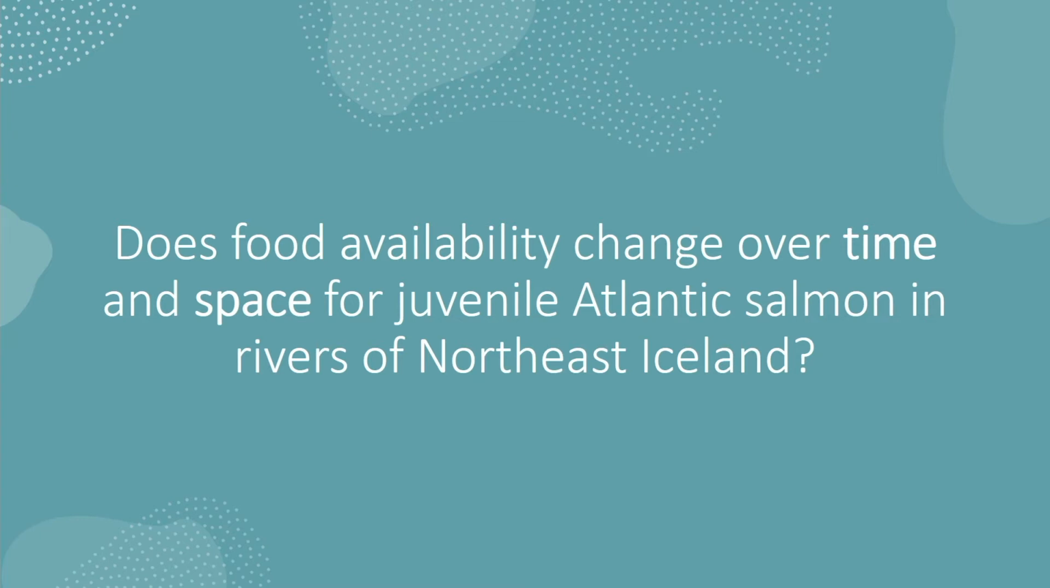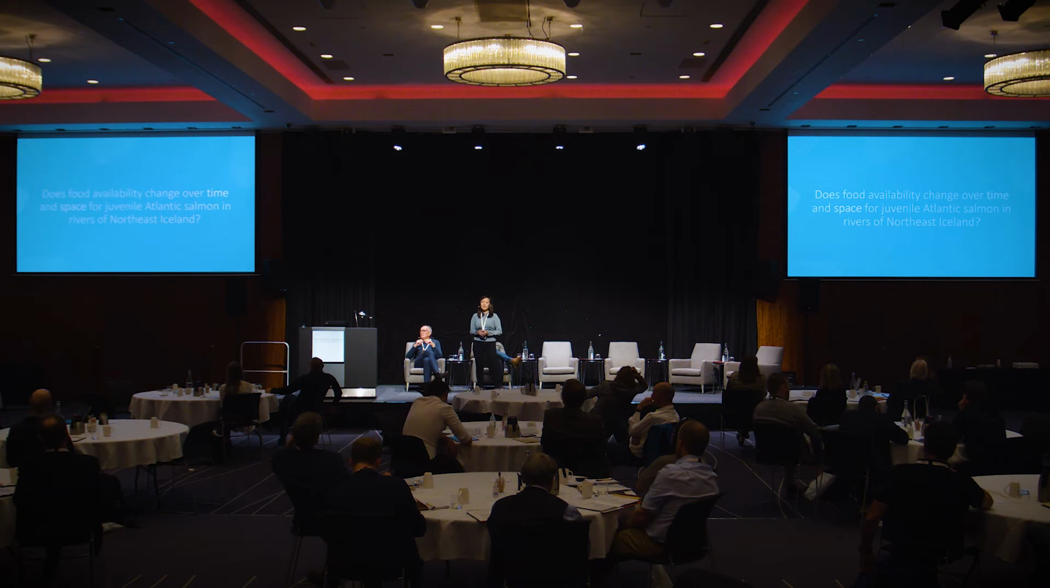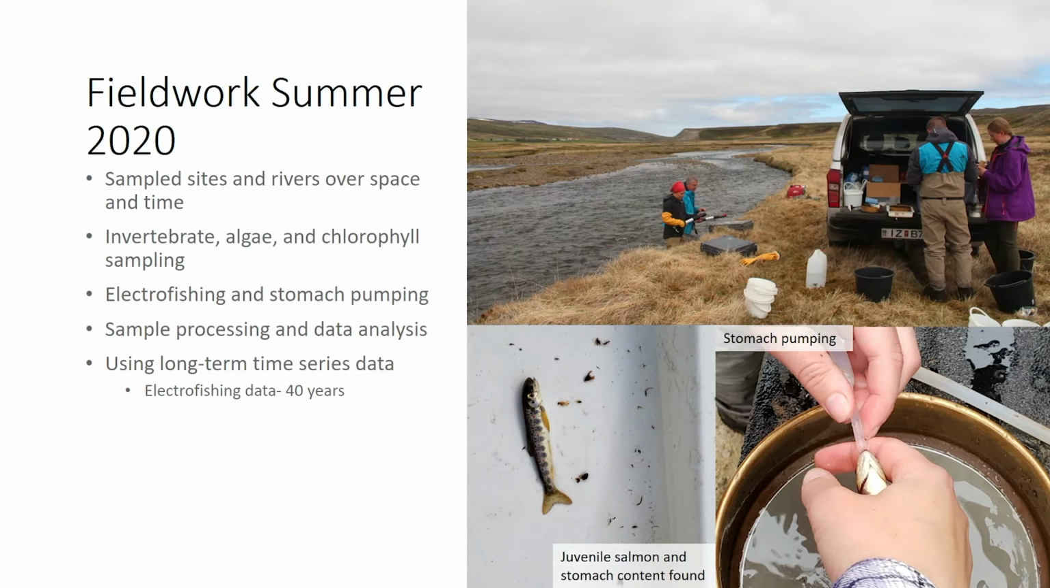So our main research question is, does food availability change over time and space for juvenile Atlantic salmon in the rivers of Northeast Iceland? So the field work and all the sampling has been conducted in the summer of 2020. We collected sites spatially and temporally from June to August. We collected samples from invertebrates, algae, and chlorophyll, as well as electrofished, as well as stomach pump, as you can see from the pictures, to collect data on the juvenile Atlantic salmon.